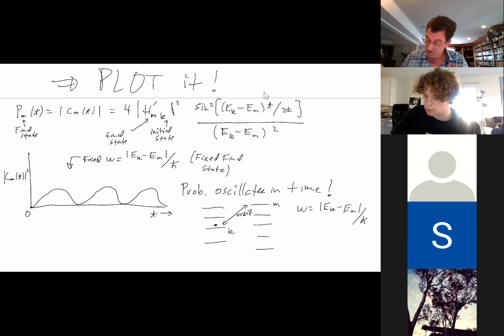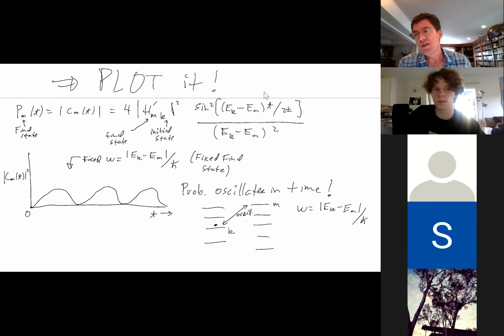That's happening. We derived it. This oscillation has a name. It's called a what oscillation? Does anybody know the name of this kind of oscillation? It has a famous name.